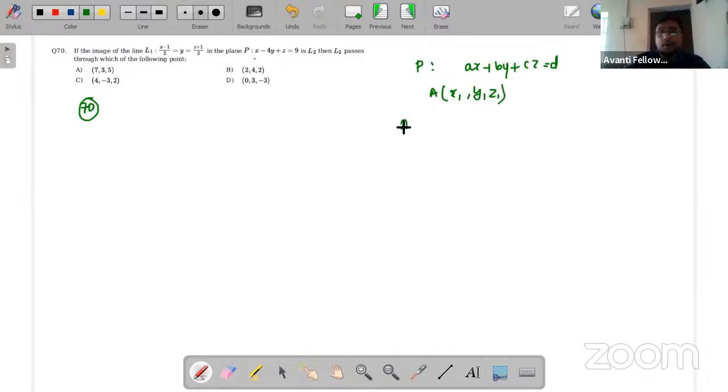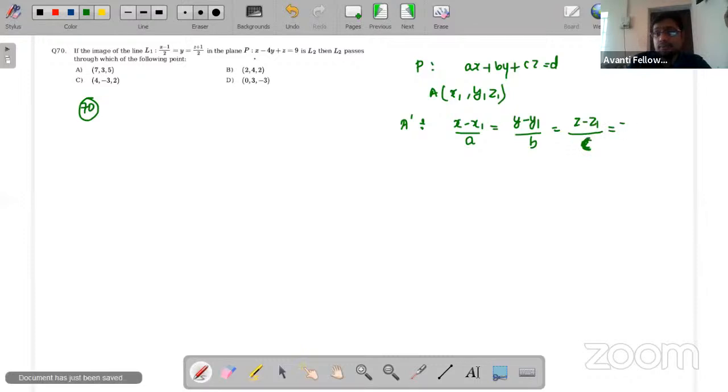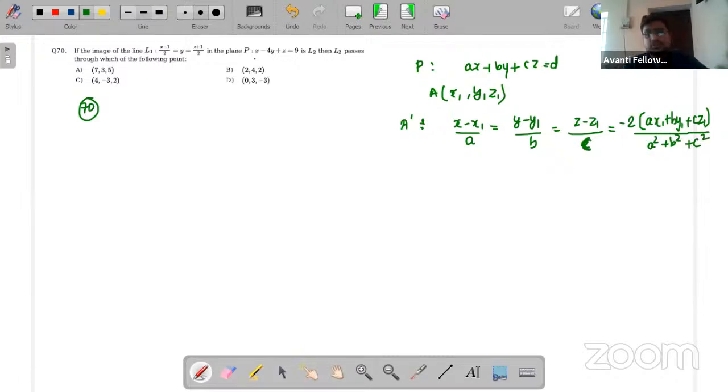Then the image of point A, A dash, will be given by the formula (x - x1)/a = (y - y1)/b = (z - z1)/c = -2(ax1 + by1 + cz1 - d)/(a^2 + b^2 + c^2). This is the formula we are going to use.